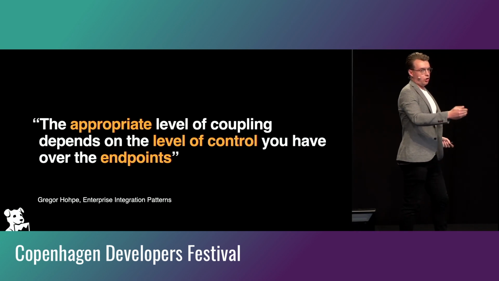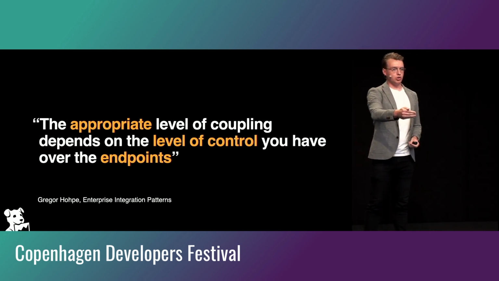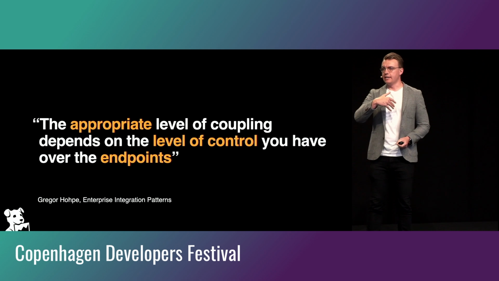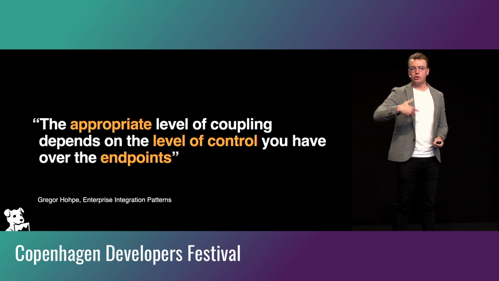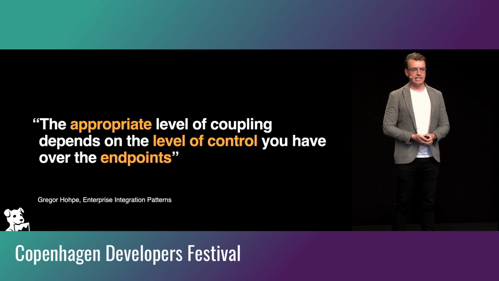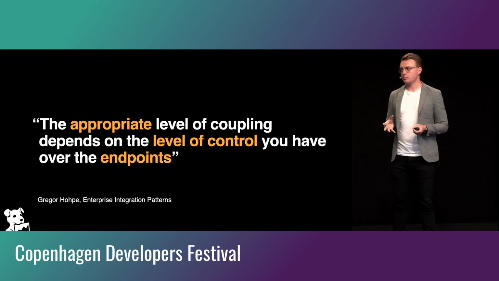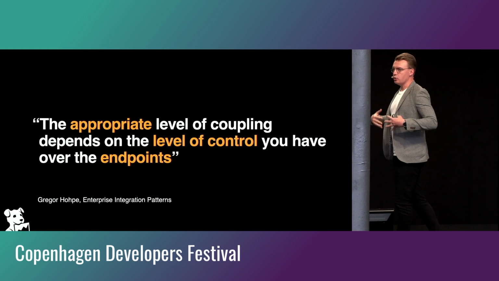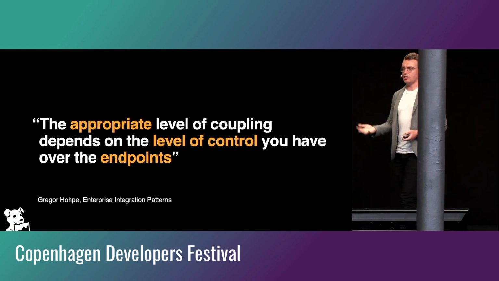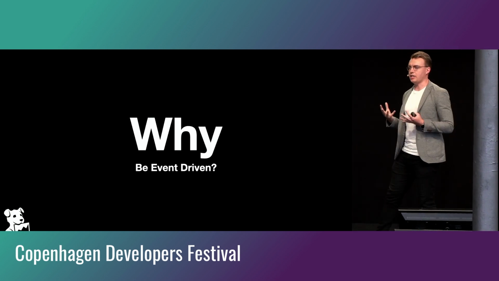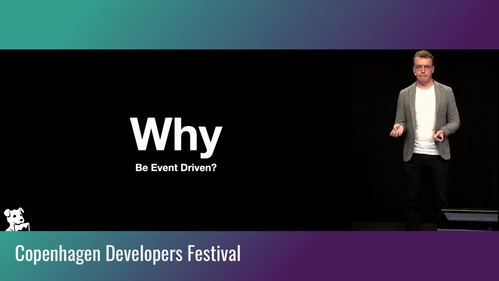But once you start integrating with something outside of your control, whether that be a third-party API or maybe another service inside your organization, you want to look to reduce that coupling as much as possible. So if it's coupling that we're dealing with, coupling is the challenge that we're trying to solve for, why does it actually help to be event-driven?